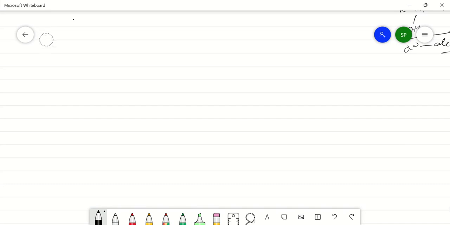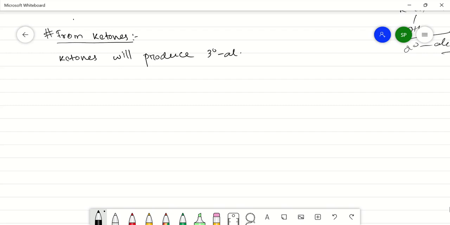So now we will see the production of alcohol from ketones. The ketones will produce tertiary alcohols. So let us see the reaction along with the mechanism. Let us consider one ketone, that is acetone.